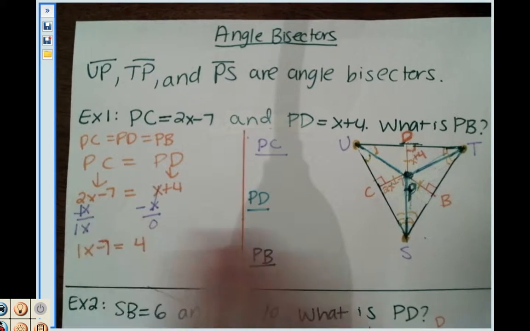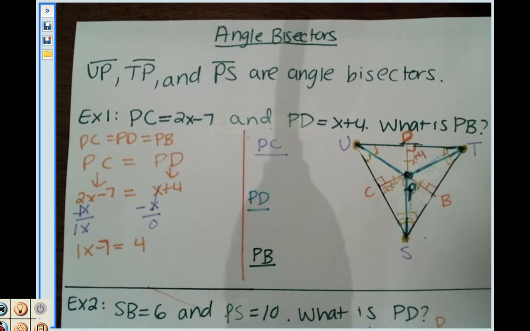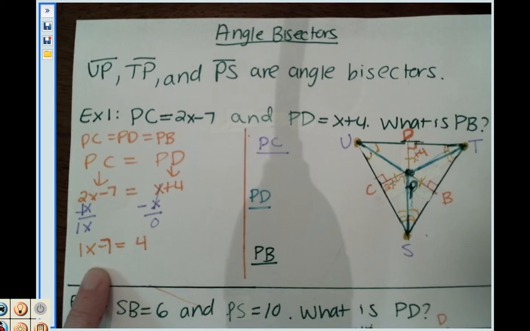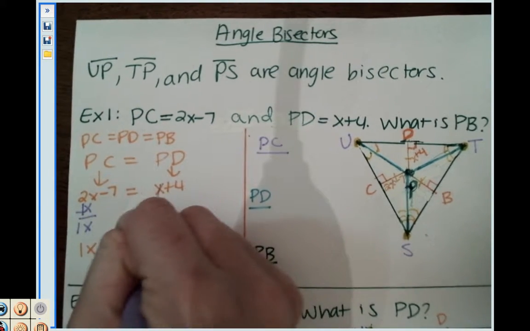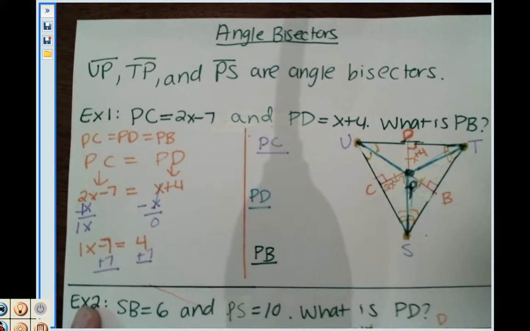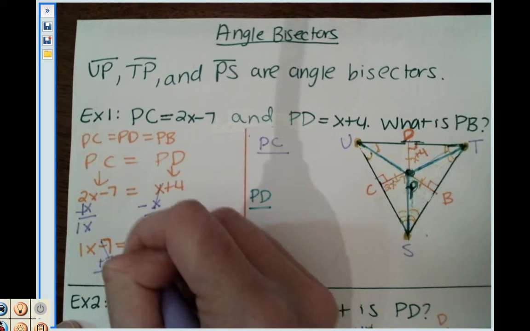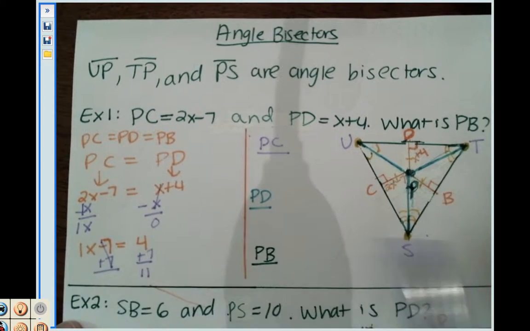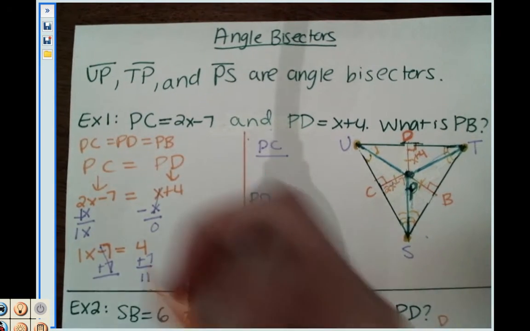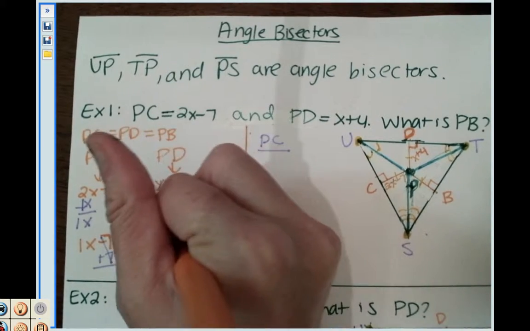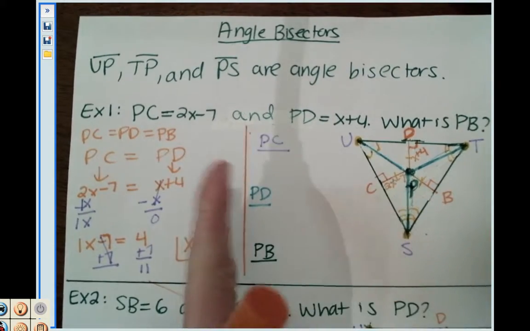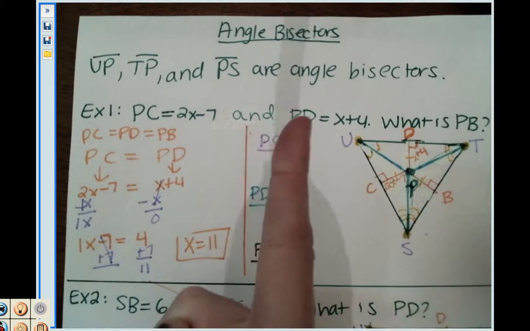1x minus 7 equals 4. Alright, now I need to move everything over to the other side so I can solve for x. So, how do I move negative 7 to the other side? Yes, I would add it on both sides. Negative 7 plus 7 cancels, and 7 plus 4 is 11. So guess what, you guys? x equals 11.